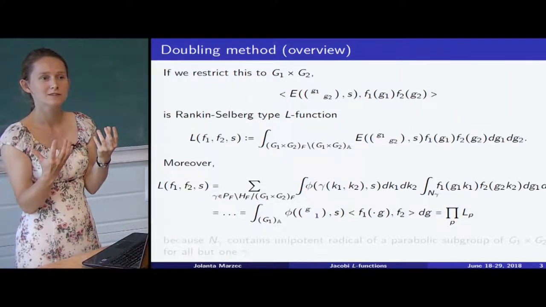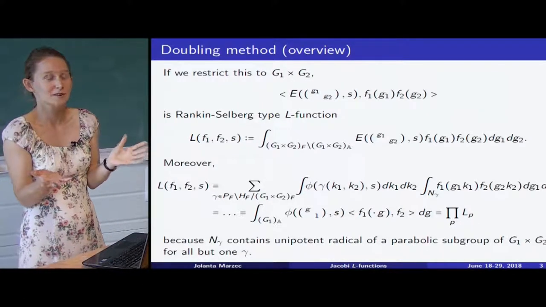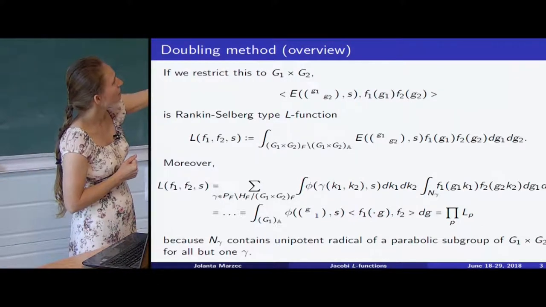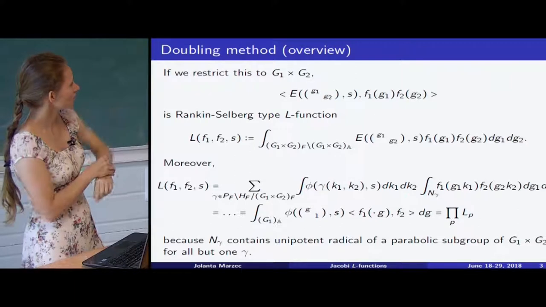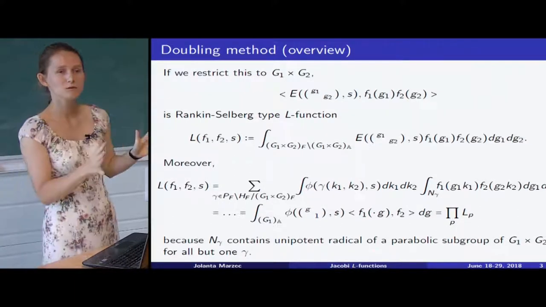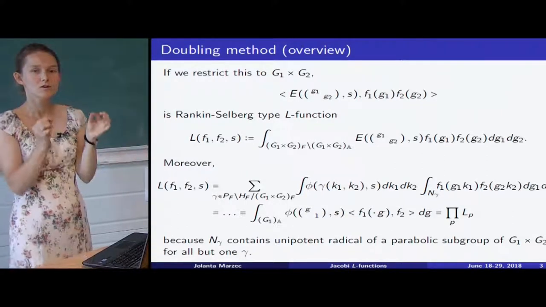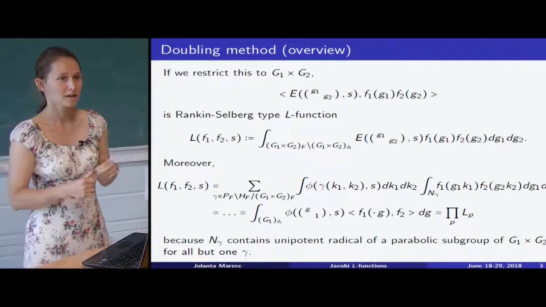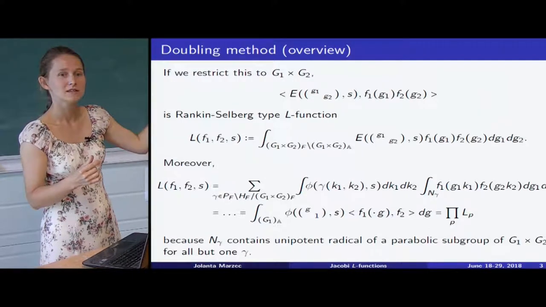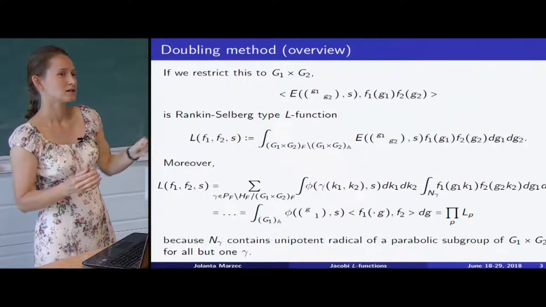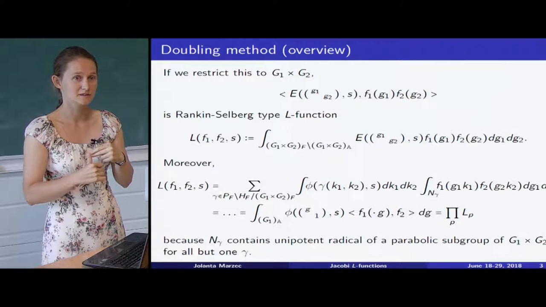Now, the difficult part when dealing with this kind of L function is to find out how this coset decomposition looks. But if everything goes well, the N gamma over which we integrate this inner integral can actually be written as a product of two integrals, one containing F1, another F2. So if all goes well, then this N gamma will contain a unipotent radical of a parabolic subgroup of G1 cross G2 for all but one representative gamma. And this means, just because our F1 and F2 are cuspidal, that by definition one of these integrals will vanish at these gammas. So eventually, if all goes well, we will be left with just one integral coming from one representative gamma.